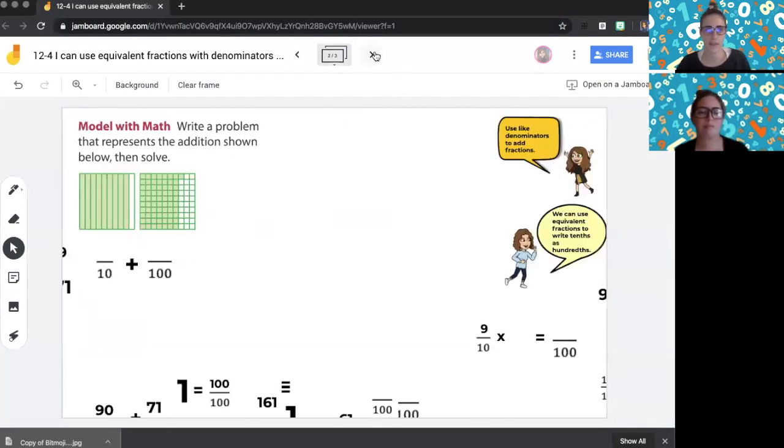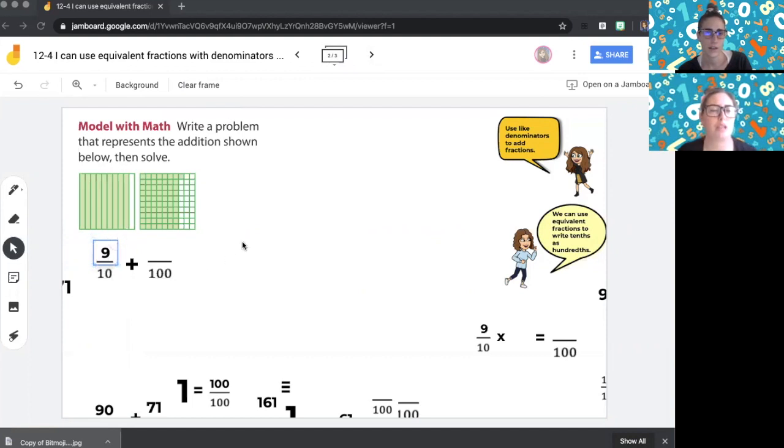Model with math. Write a problem that represents the addition shown below and then solve. So Ms. Schultz, in the first grid here, we have 10 boxes. How many of them are shaded? So if I count the shaded parts of the first grid, it shows that 9 out of 10 are shaded. So 9/10 of the tens frame is shaded.